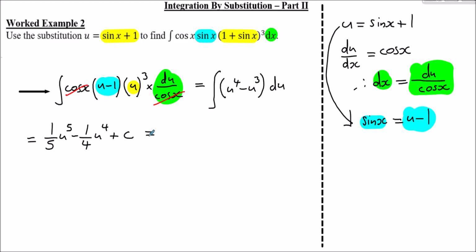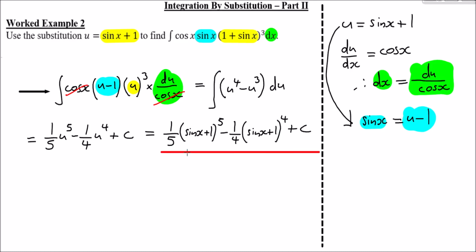And then always remember to pop back in the original variables. We weren't talking about u, that was our substitution. Originally, we were talking about in terms of x. So using the fact that u is sine x plus 1, we just put that back in, and that's our final answer. So u to the 5 is sine x plus 1 to the power 5, minus a quarter u to the power 4, that becomes minus a quarter sine x plus 1 to the power 4, and plus c is just plus c all day long. So that's what we get.